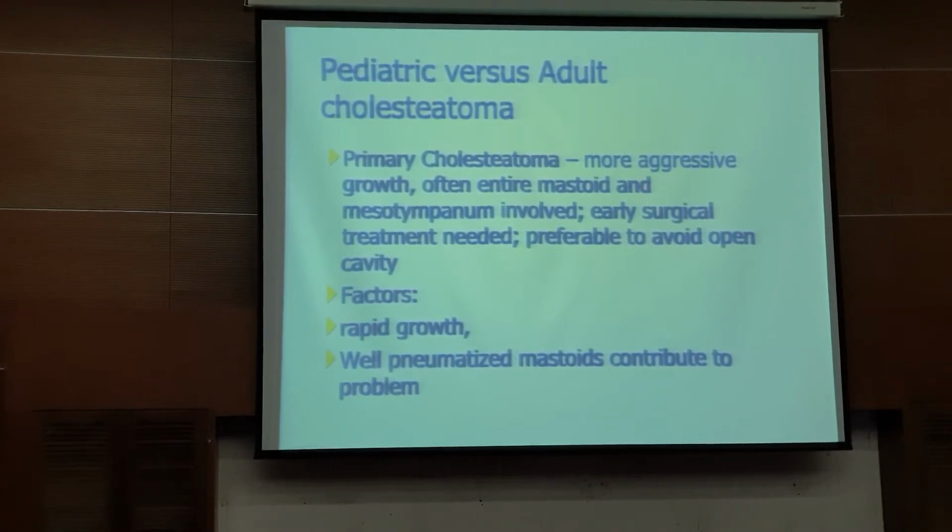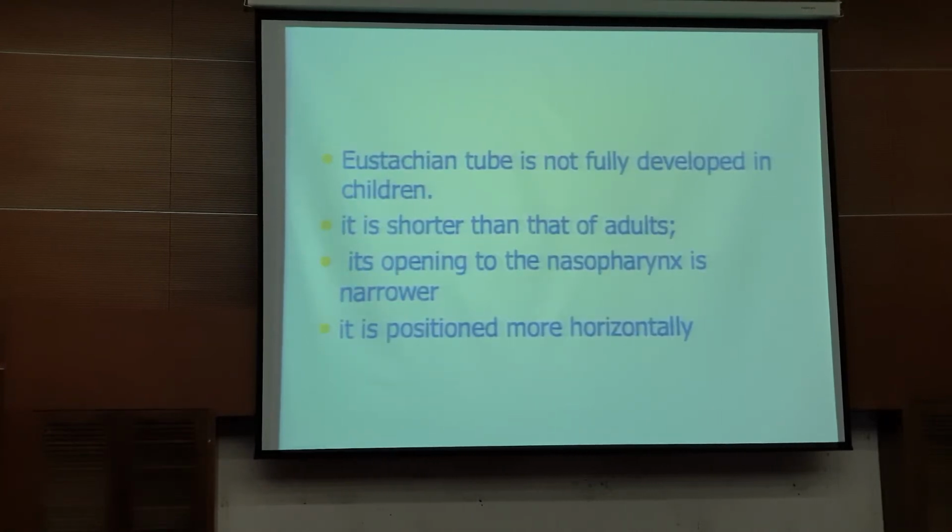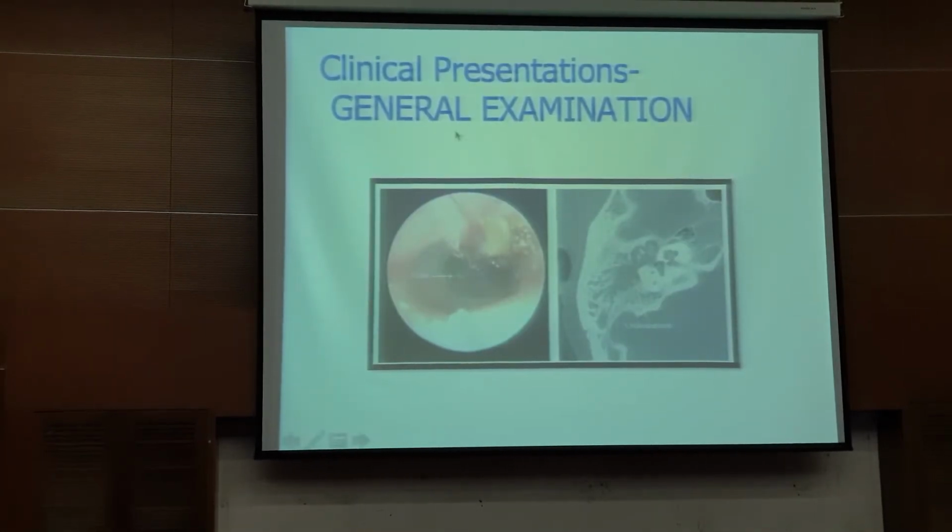There are problems in terms of a well-pneumatized mastoid, because when you have a well-pneumatized mastoid, the infection and the cytokines can go to any part of the temporal bone, causing an infection. And there is also a problem in terms of the eustachian tube, because in pediatrics it is not fully developed, and the eustachian tube is shorter and horizontal. And if, let's say, you look at this, it could be the presentation either in pediatric or in adult patients.